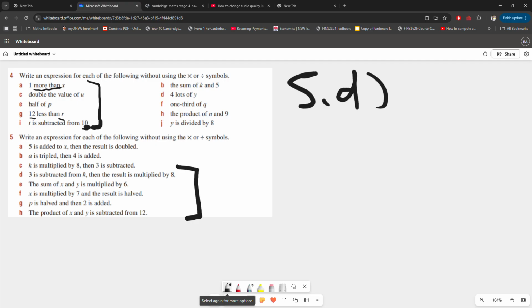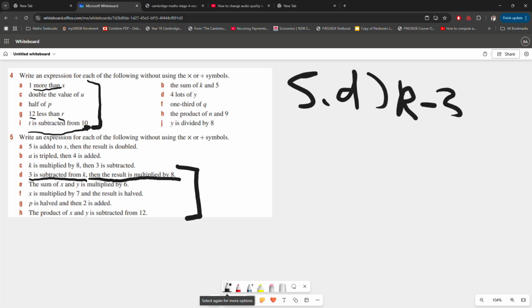So 5D, 3 is subtracted from K. So if we remember this, it's very similar to this in terms of the wording. 3 is subtracted from K. So something is subtracted from K. So you start from K. So if it says from K, that's kind of your starting point. And 3 is subtracted. Subtracted meaning the minus, and then 3 obviously being the number. Okay? So that's the first part, but this is multi-layered.